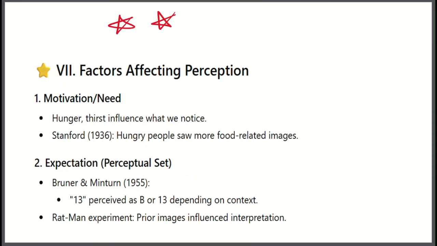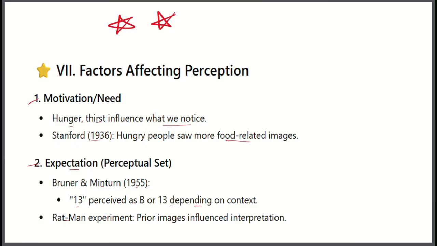Factors affecting perception. Motivation or need: hunger and thirst influence what we notice. Sanford, 1936: hungry people saw more food-related images. Expectation or perceptual set: Bruner and Minturn, 1955. 13 is perceived as B or 13 depending on context. Rat-man experiment: prior images influenced interpretation.